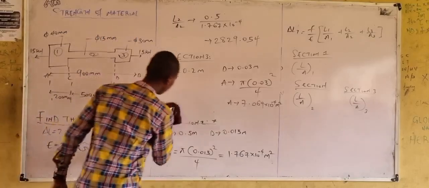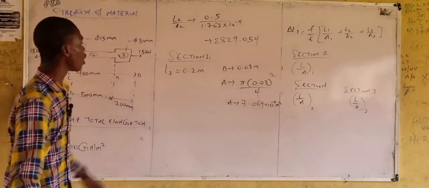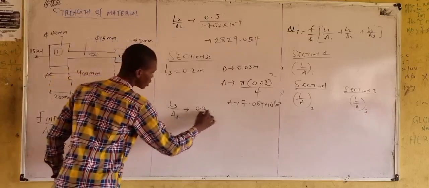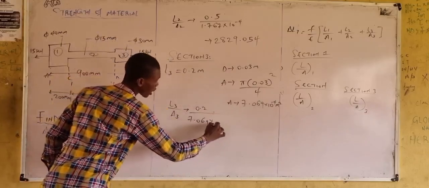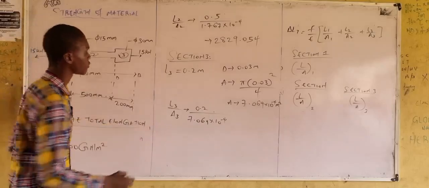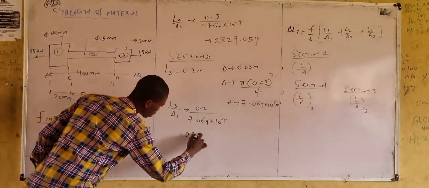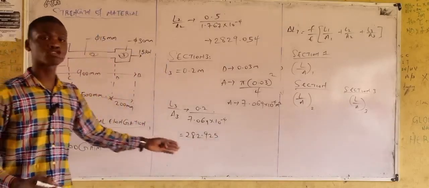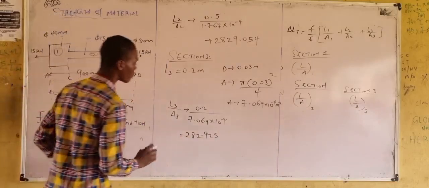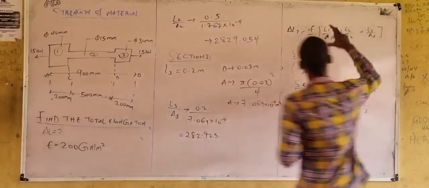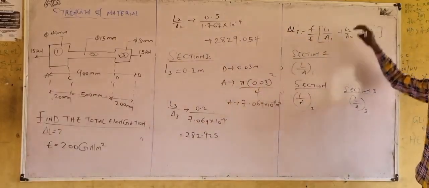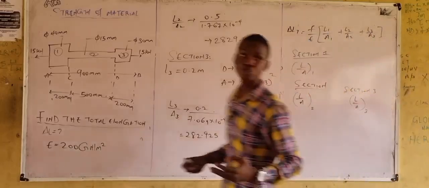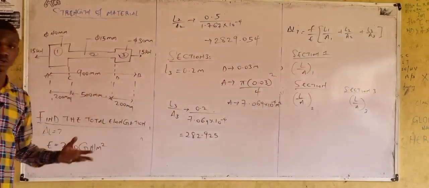Right? Now from here, let's get the ratio of the length to area in section 3. We have 0.2 divided by 7.069 times 10 raised to the power of minus 4. Now, input it. What do you have? 282.925. That's all right. So far, we've gotten the ratio of length to area in section 1, in section 2, and in section 3.